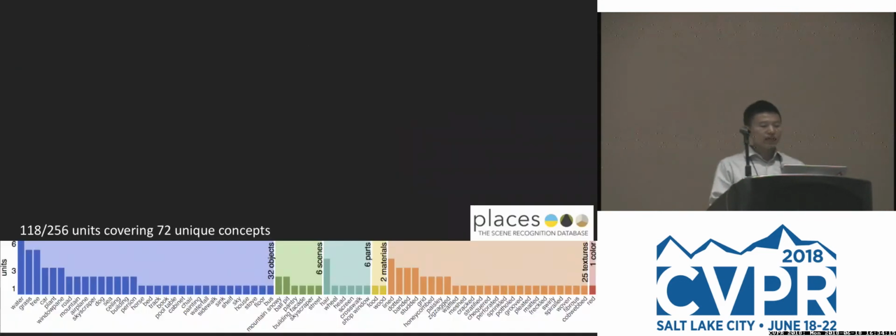We apply network dissection to a baseline network, here AlexNet trained on Places, on the conv5 layer. Out of the 256 units, there are more than 100 units covering 72 unique concepts. We have 22 object detectors, 16 part detectors, and another 25 texture detectors.